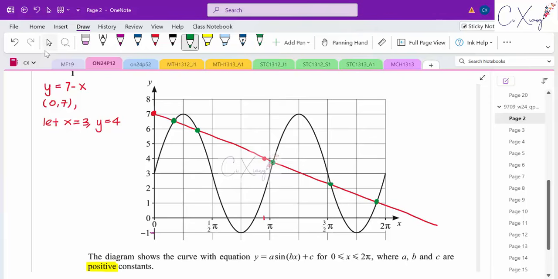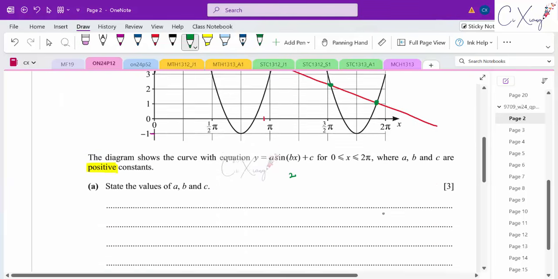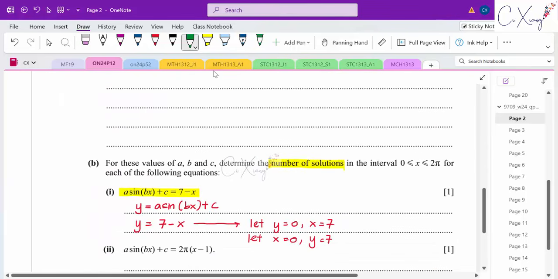All right, and because for this question, they mentioned that they are looking for the number of solutions in this range only, from 0 until 2 pi. So I try to sketch the diagram and figure out the intersection points. I'm having 5 intersection points for these two graphs. Therefore, the number of solutions of this question will be 5.